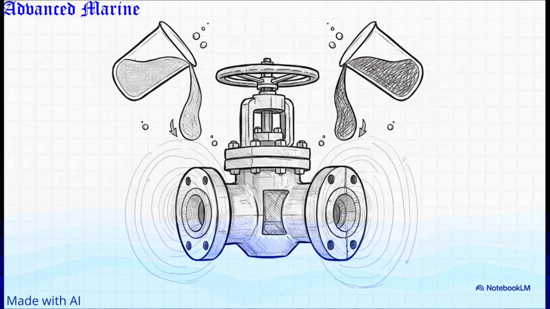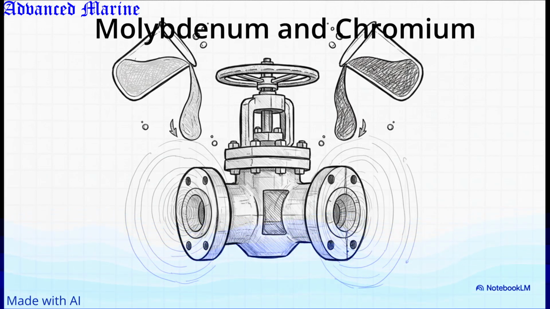They add specific amounts of molybdenum and chromium directly into the metal alloy. This targeted addition massively boosts the valve's overall corrosion resistance, guaranteeing that the internal moving parts don't degrade over time when exposed to that intense, high pH ammonia environment.